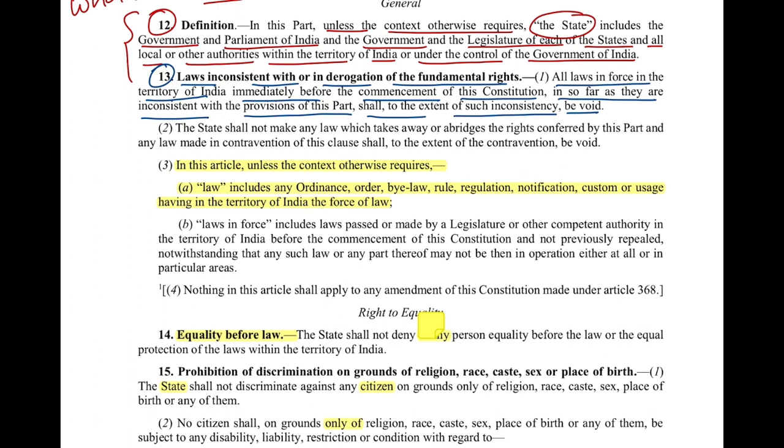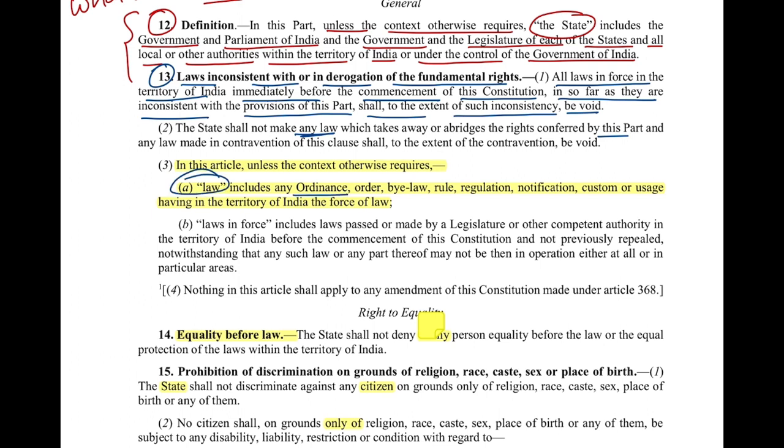Like we have borrowed the Indian Penal Code from British India. So if a certain part of it is inconsistent, it will be invalid. The state shall not make any law which takes away or abridges the rights conferred by this part. Meaning part 3, some rights which are conferred by part 3, the state cannot make a law to take away the right. So basically here the definition of law is there.